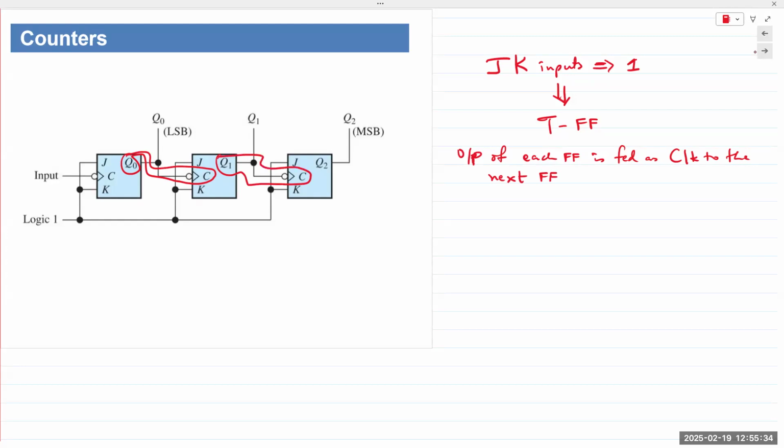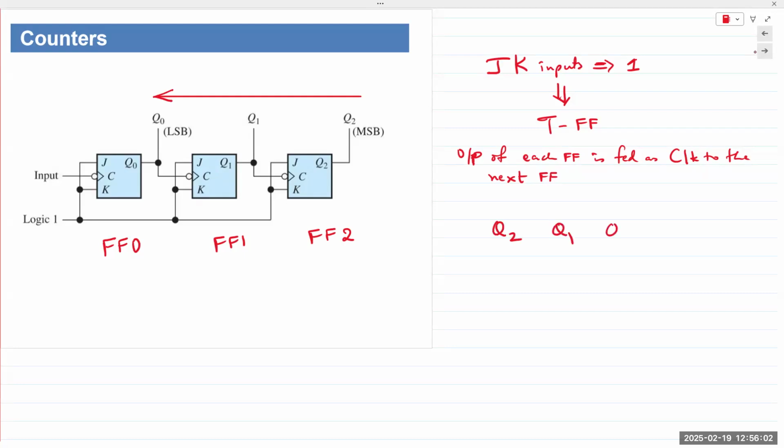Reading from left to right, I can say this is flip-flop 0, this is flip-flop 1, flip-flop 2. In the binary number system, I would read the output in this direction, so you would write it as Q2, Q1, and Q0. If you apply as input a standard clock cycle, this is a negative edge trigger clock, all three of them.